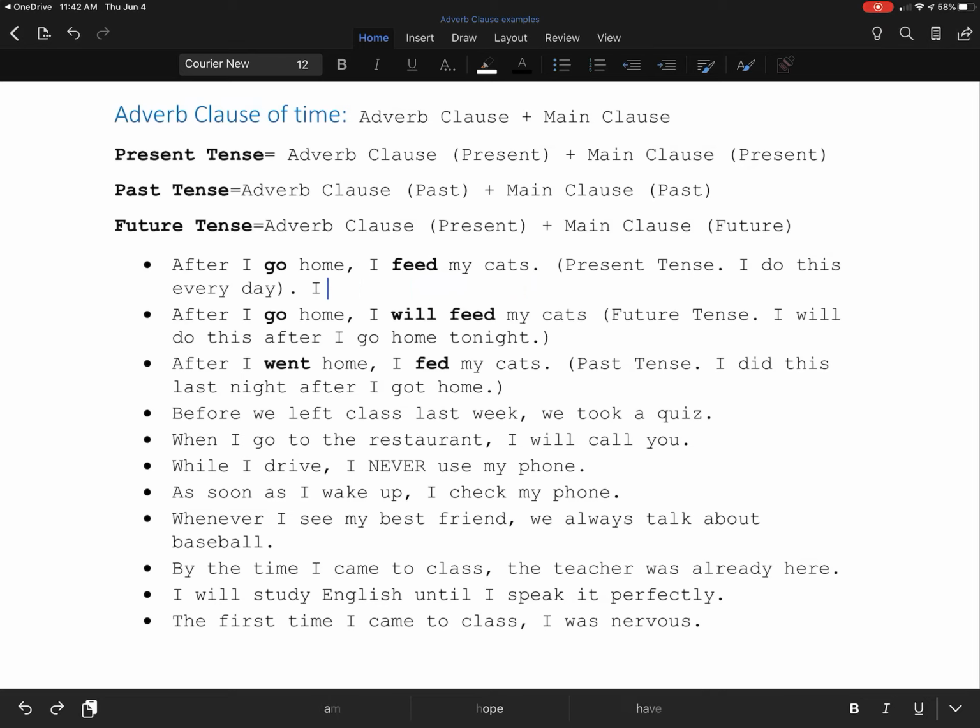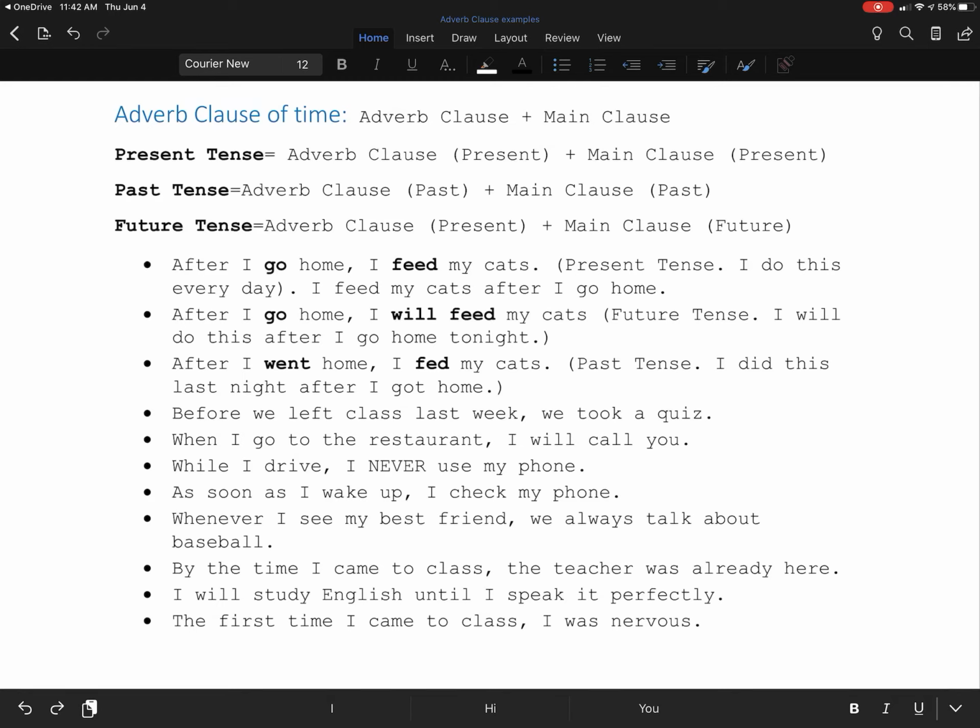So here we say, after I go home, I feed my cats. I can also say, I feed my cats after I go home. In this sentence, both are okay. But if we start with after I go home, we need a comma. But when after is in the middle, we do not need a comma.